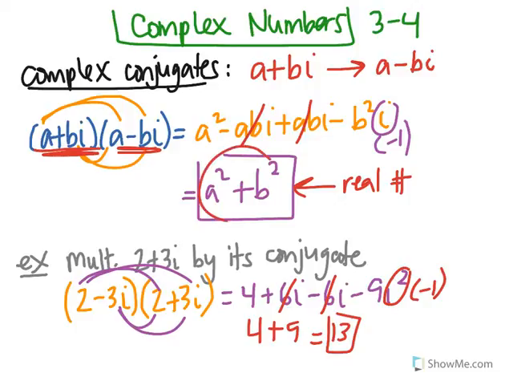That formula right here, if I know what a and b are, I can just square them. So a is 2, and b is 3. I could have just done 2 squared plus 3 squared to get the result really quickly. And that will always work when you multiply a number by its conjugate.